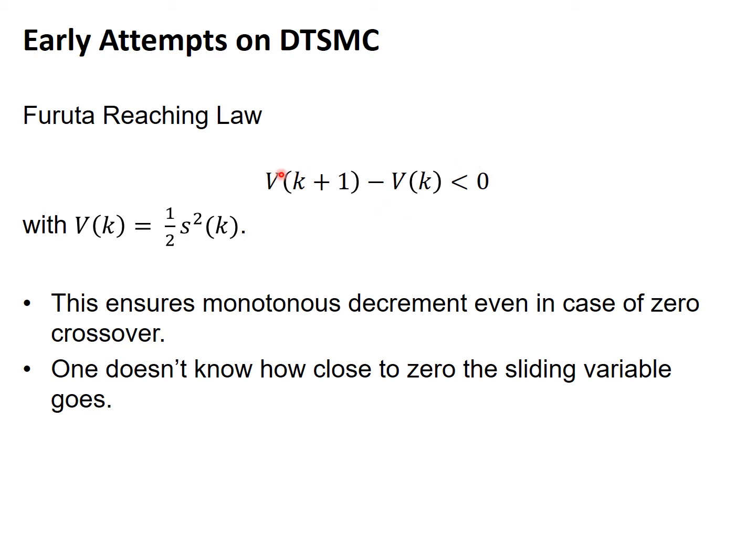This is what is being said by this equation, and since the Lyapunov function is positive in nature, it always decreasing means it is always coming to 0. That means your s(k) is always monotonically decreasing in magnitude. This is what has already been said. As for the Sharptooth reaching law, the same thing holds here. Both the statements are the same for Sharptooth and Furuta. So here also we don't know how close to 0 the sliding variable goes.